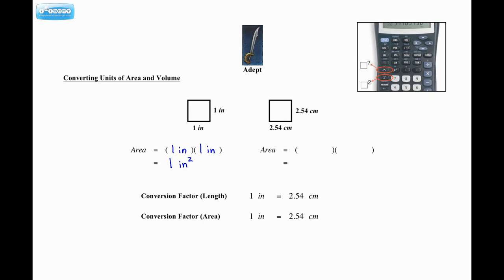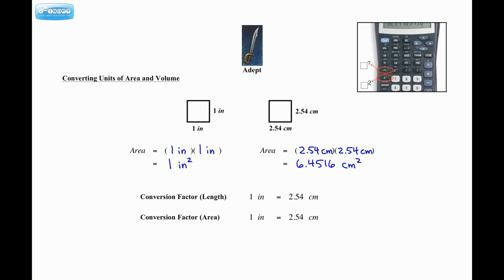Here, to find the area, it's the same thing, but now I'm in centimeters. So it's 2.54 centimeters times 2.54 centimeters. Okay, well, that is not done as easily as the first one. I get 6.4516, and this is centimeters squared. So if you have 1 inch, that's the same as 2.54 centimeters. If I have 1 square inch, that is equivalent to 6.4516 square centimeters.